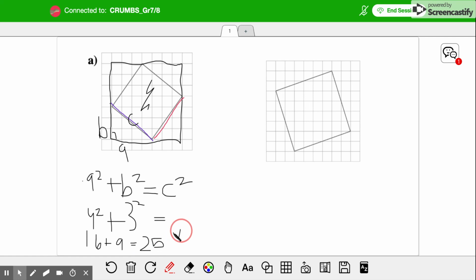Oh, it's for B. It's not for this one. My bad. So 25 is the area. Wait, no. Sorry. So I square root it to find the length for C. Yes. So I know that this is 5, right? So I know that one length is 5, and to find the area, I could just multiply that by 5 too. So 5 times 5 is 25. So the area for this would be 25 units squared. Yes, exactly.